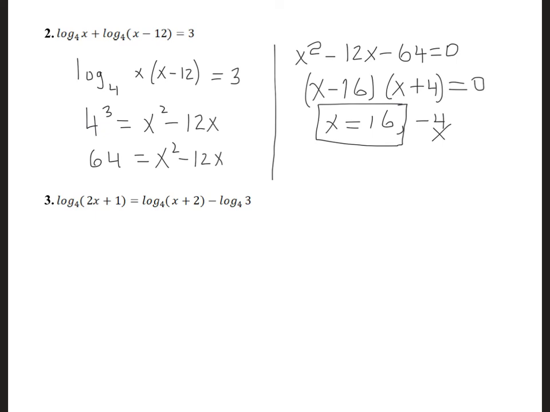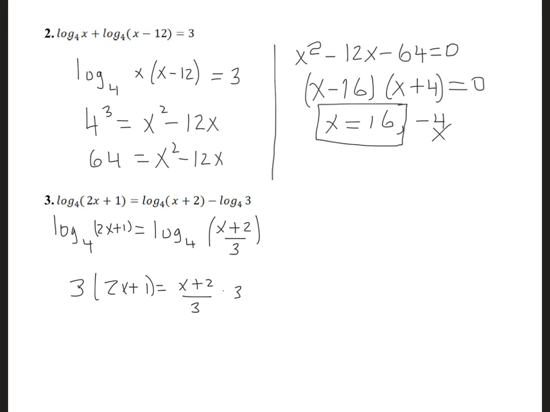Now here we have another one. So I'm going to combine the right hand side. Here I have logarithm to base 4 of, actually, this one is going to be x plus 2, and I'm dividing by 3. And on the other side, I see I have the same base. So let me just rewrite it. Logarithm to base 4, 2x plus 1. Since the bases are the same, I'm going to write them as equal. 2x plus 1 is equal to x plus 2 over 3. I multiply by 3 on both sides. So we get 6x plus 3 is equal to x plus 2.